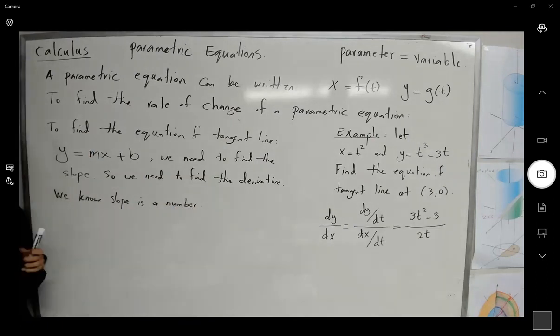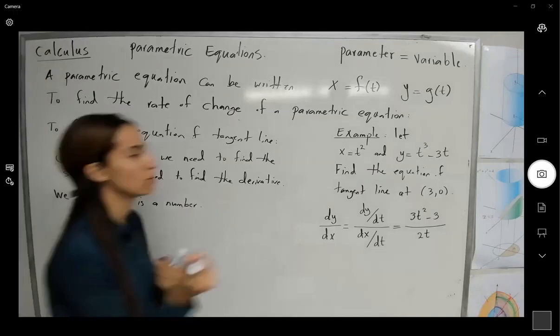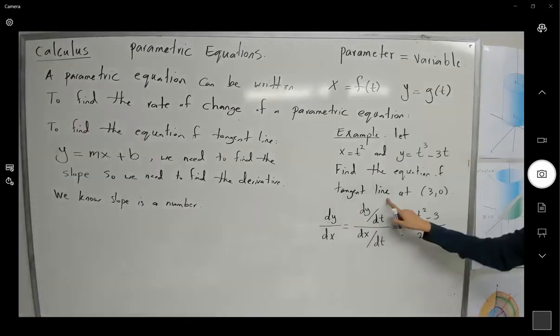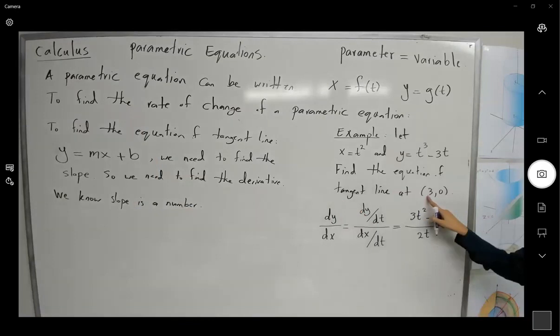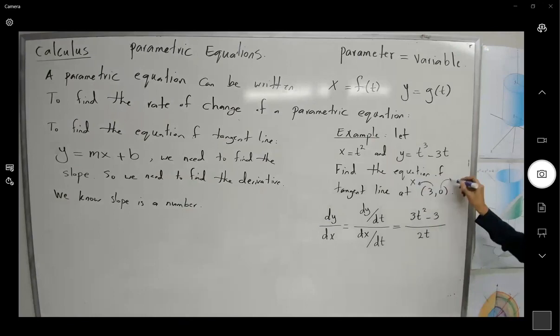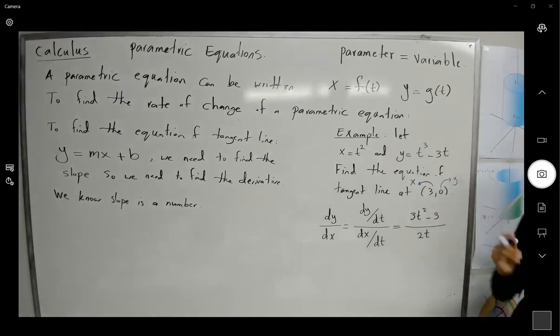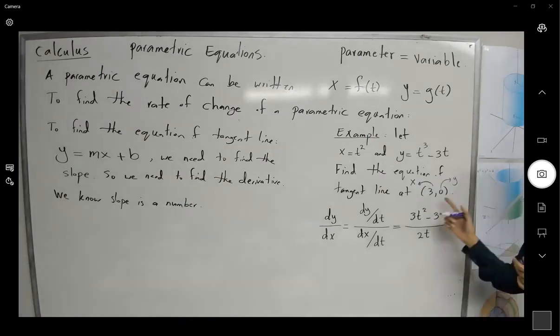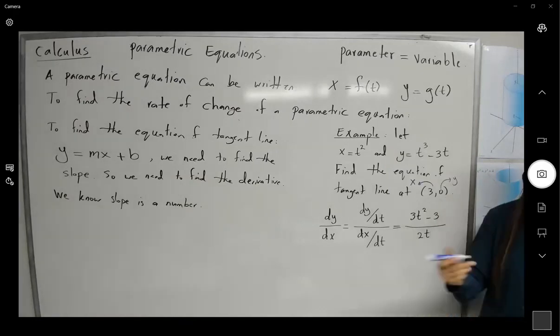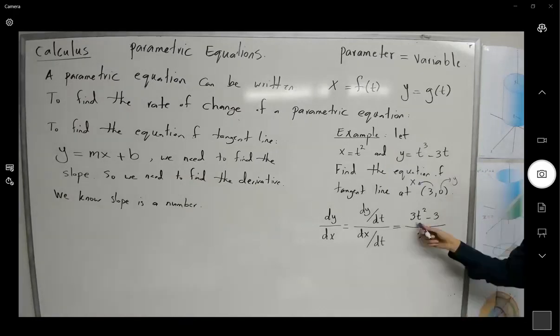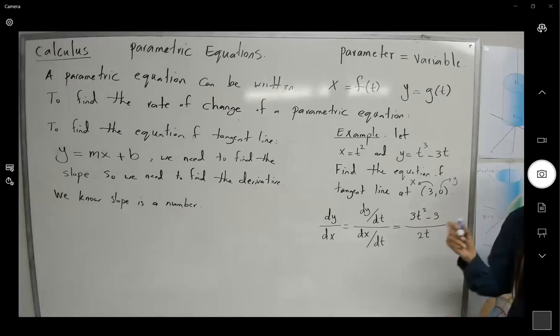In this question, we know that we want to find the tangent line at this point, 3 and 0. 3 is our x and 0 is our y. 3 is x, y is 0. How do I find t? I need to plug t in to find m.